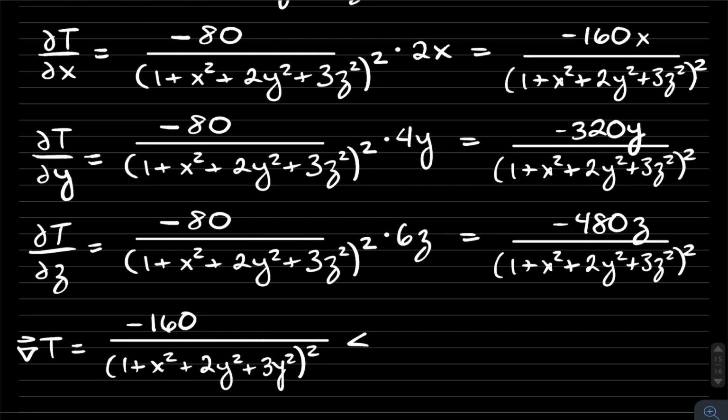Right? And then all you're left with on the inside of this gradient vector is going to be an x, right there, from here. If you take out a negative 160, you're left with x. If you take a negative 160 out of negative 320y, you're left with 2y. And if you take that out of negative 480z, you get 3z. Okay, and so right there, that's your gradient vector.